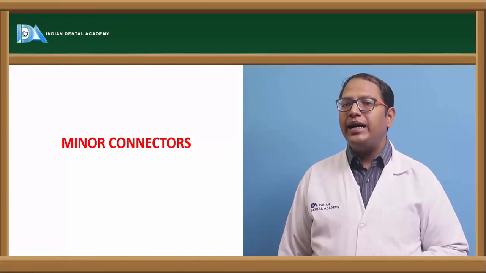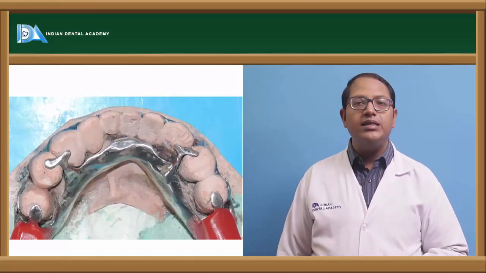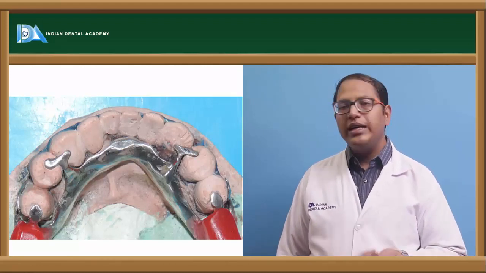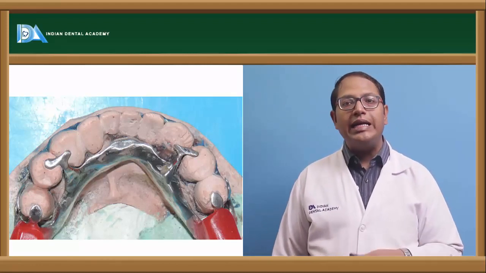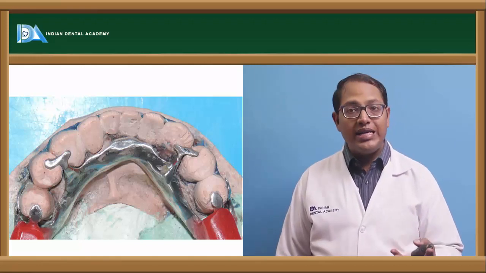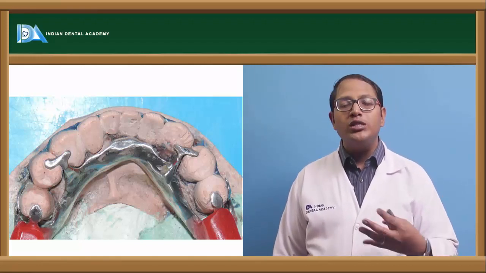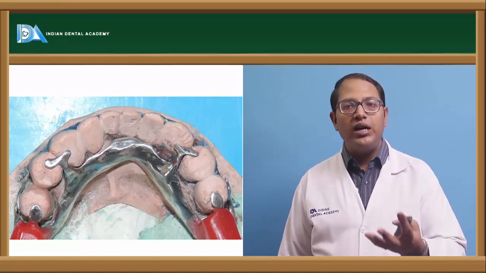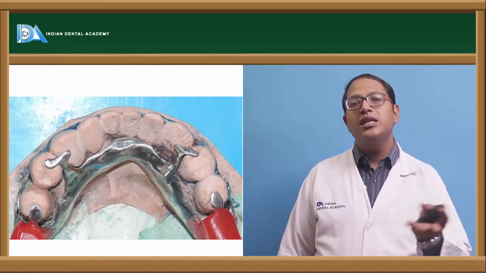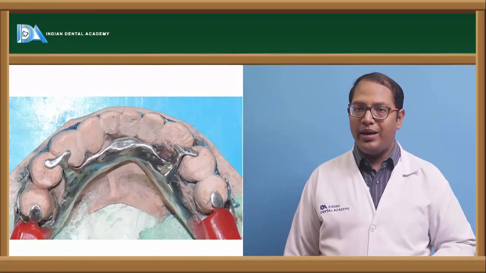Coming to the next, the minor connectors. Now, what are minor connectors? Minor connectors are those components that join the major connector to any other component, like the indirect retainer or the denture base or the rest, whatever it is connecting to. Those are called minor connectors. It's like a small brother of the major connector, connecting the minor things with the major connector. That is called a minor connector.